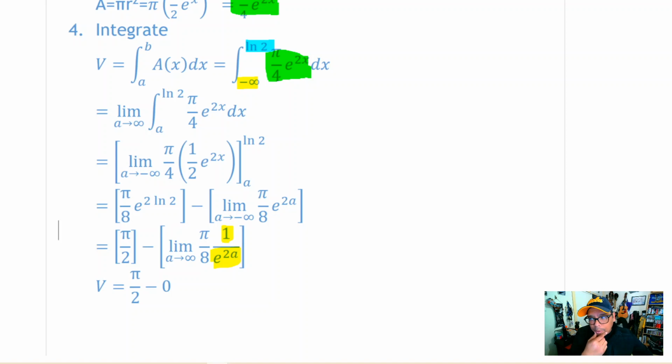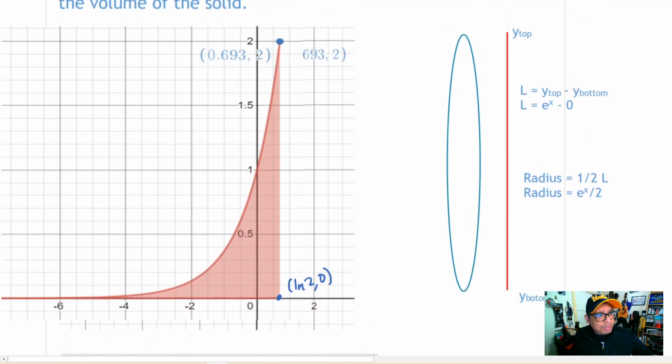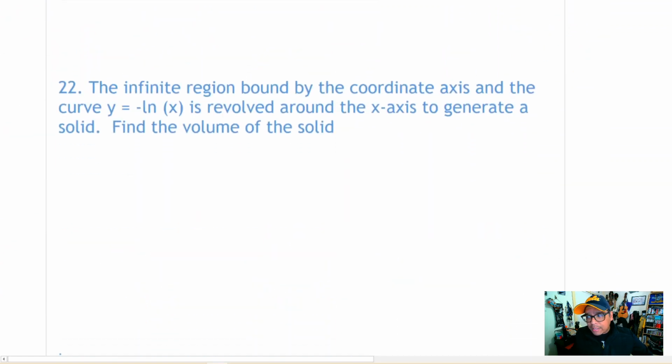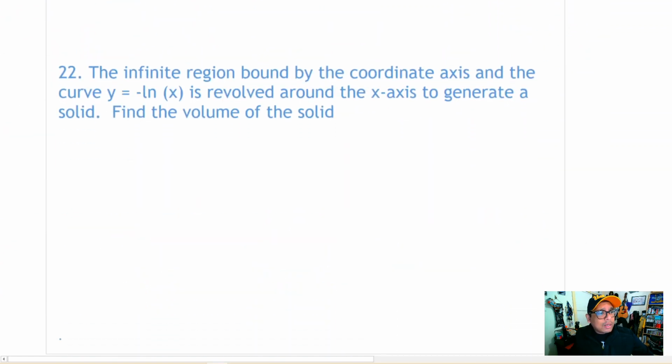That's always kind of mind-blowing to me, because think about what we're saying. We're saying an infinite region has a volume equal to pi over 2. That's like 1.5, 1.6, 1.58. Okay, who's counting? But yeah, that's weird, right? Infinite, yet the volume is equal to 1.58. Mind-blowing. Anyways, that takes care of this problem, and this is going to be our last problem of the practice test.